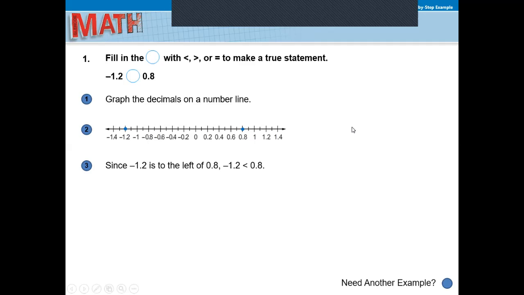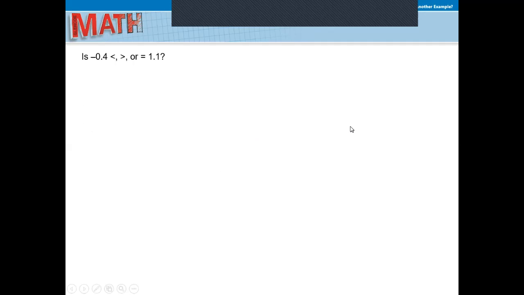Here's another example. Is -0 and 4/10 less than, greater than, or equal to 1 and 1/10? Plot the points on a number line. Which number is farther to the right? Pause while you're doing your work. Press play when you're ready to go on.